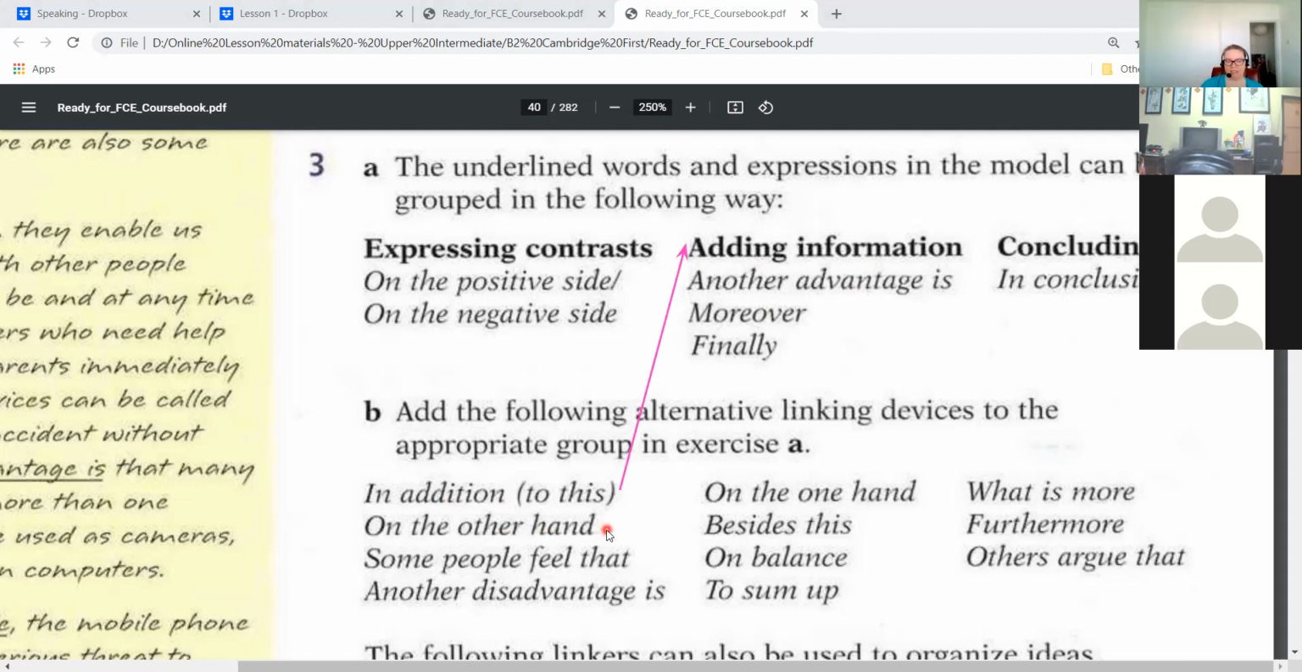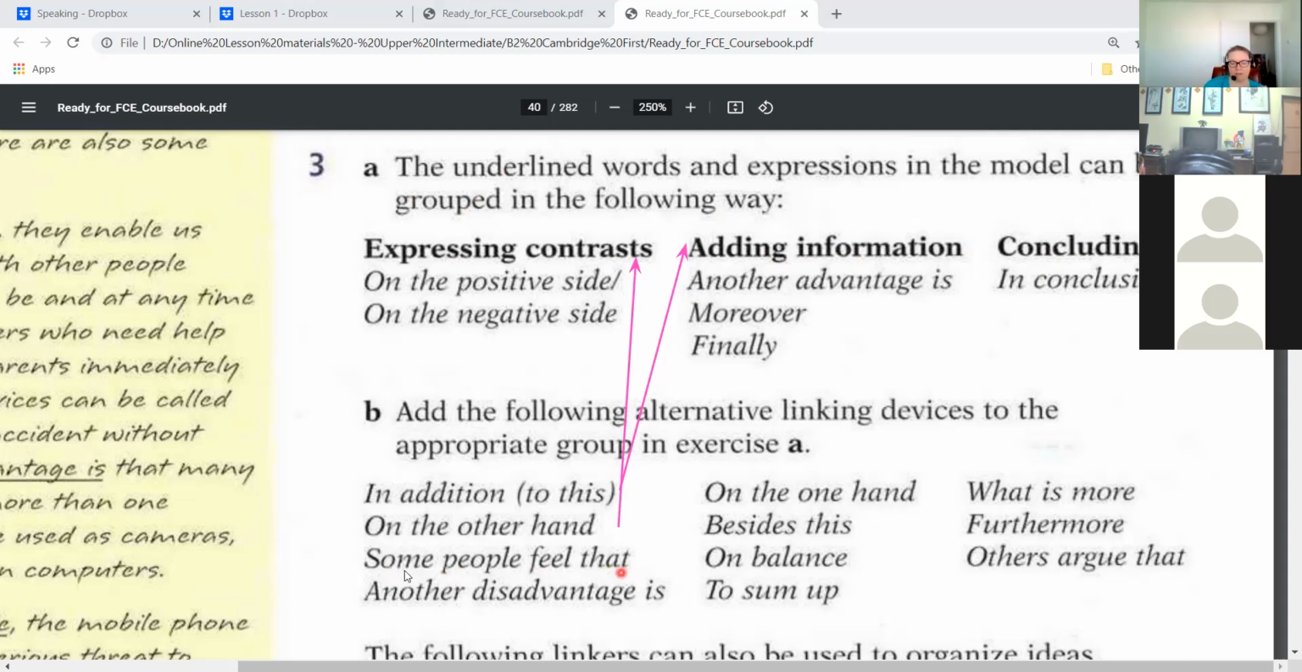On the other hand, what do you think on the other hand does? Does it express contrast? Does it add information, or does it conclude? Expressing contrast. Very good. Who was that? Who told me that answer? Very good, Wunyan. Okay, good. So yes, on the other hand, expresses contrast. Very good. Well done.